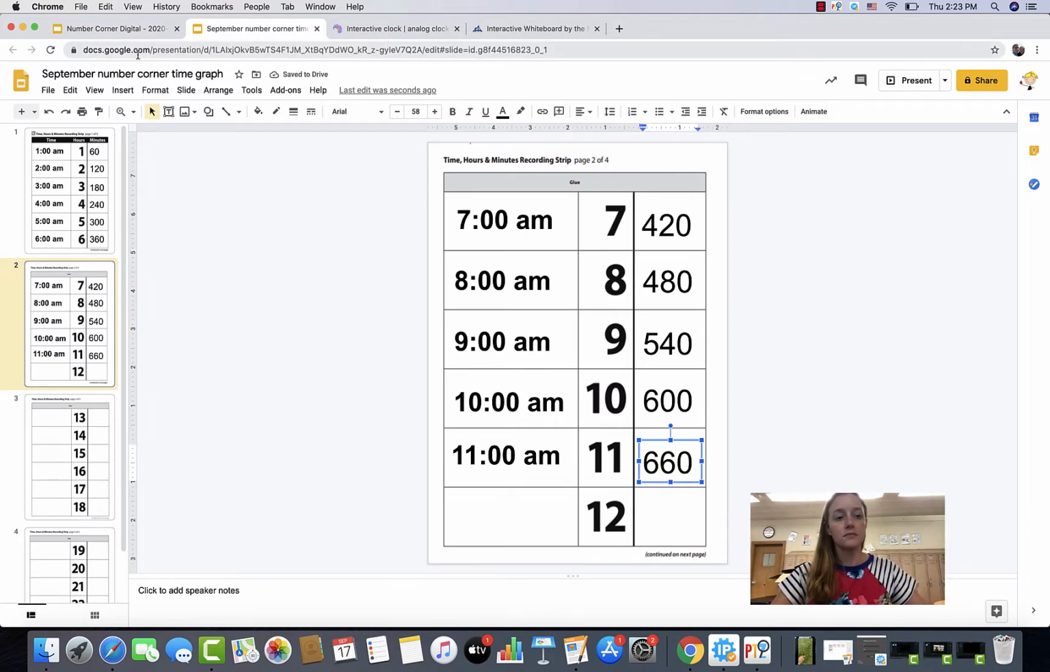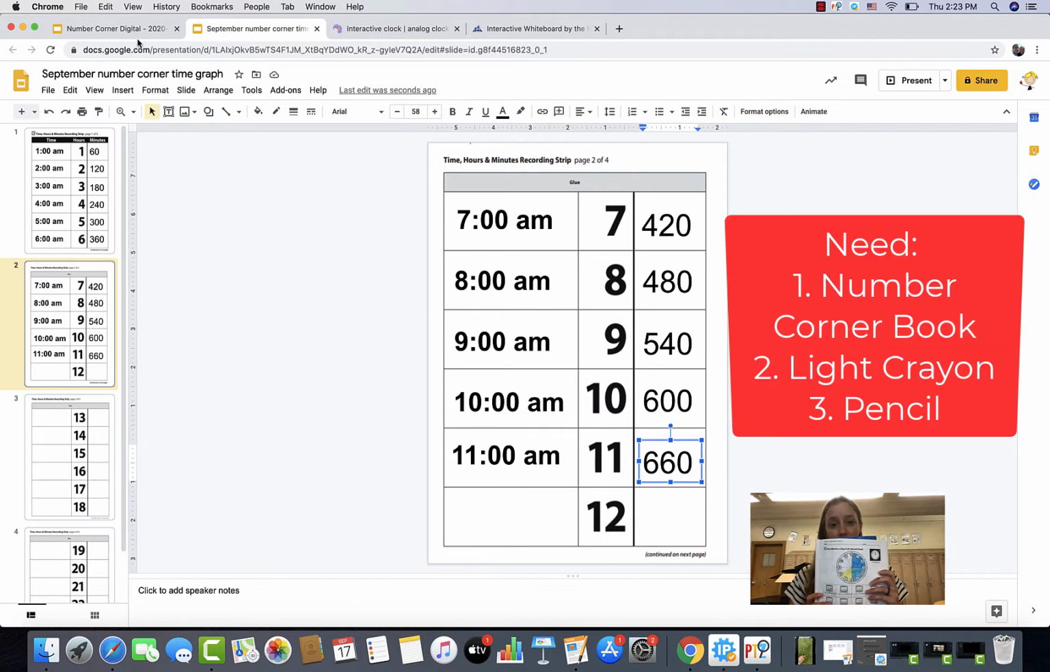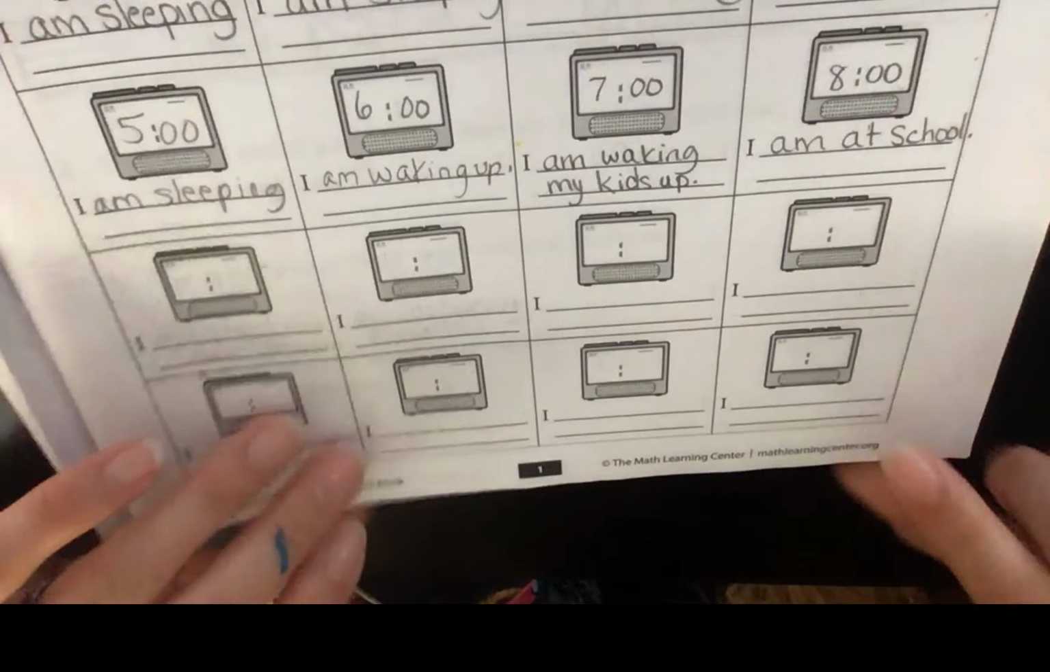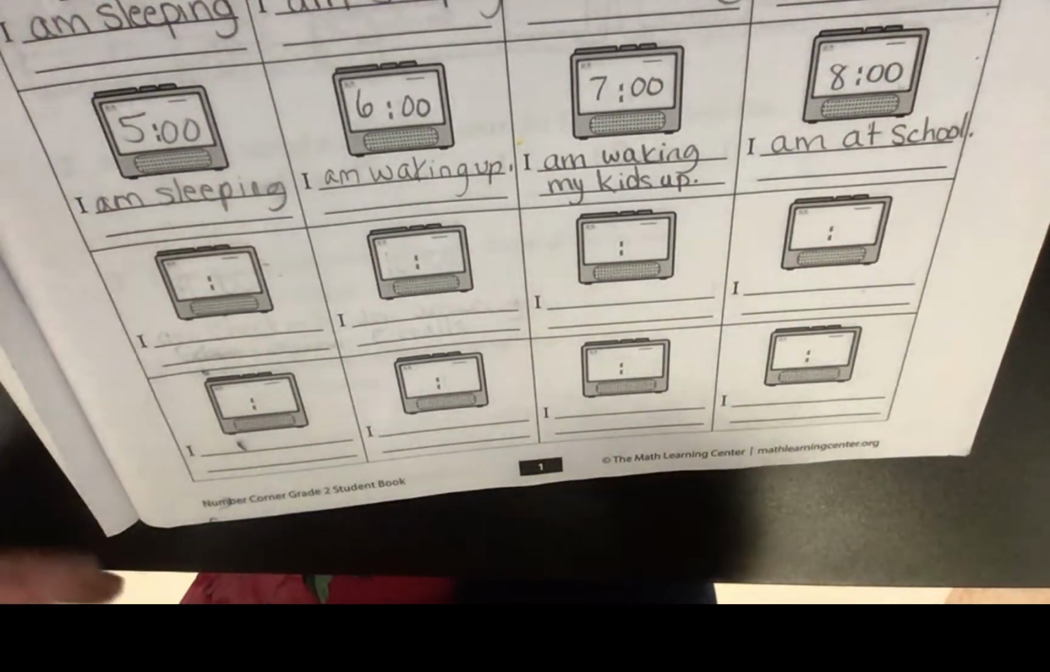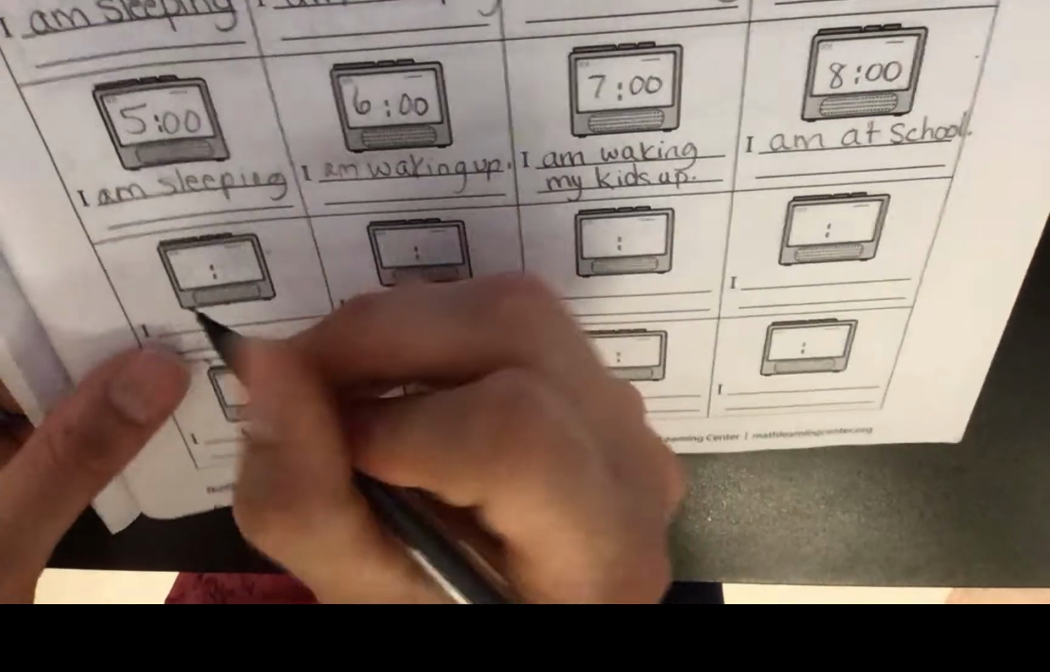Okay, so now I need you to pull out your Number Corner workbook. Remember, that is the blue workbook that we've been working with. And I need you to flip back to this page for me. Okay, so go ahead and pause me as you do this. Okay, so now we are going to fill out our chart together. Okay, we have to fill out 9 o'clock, 10 o'clock, and 11 o'clock.